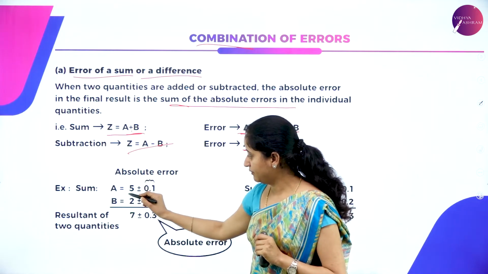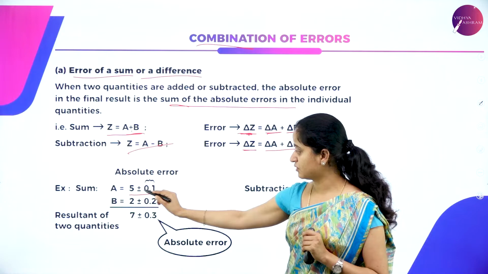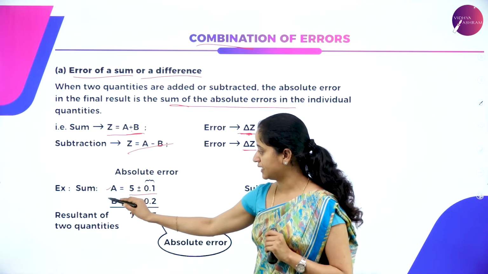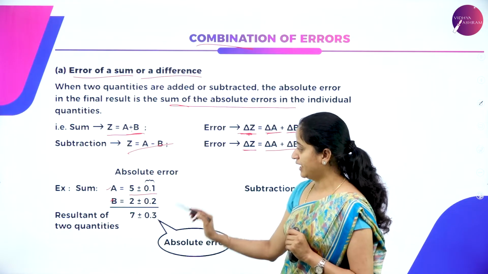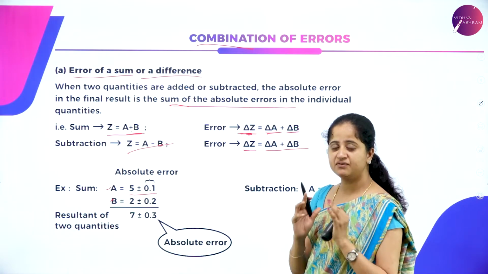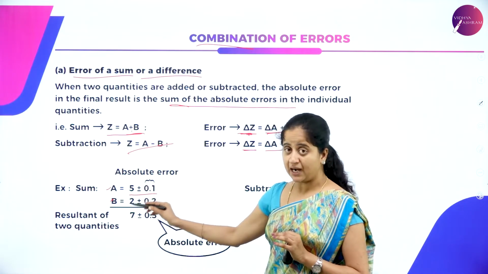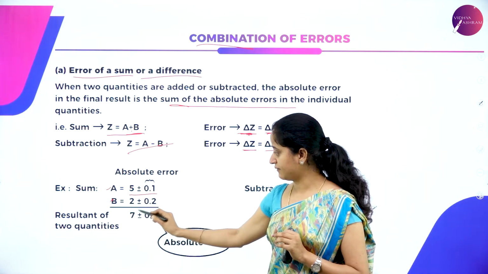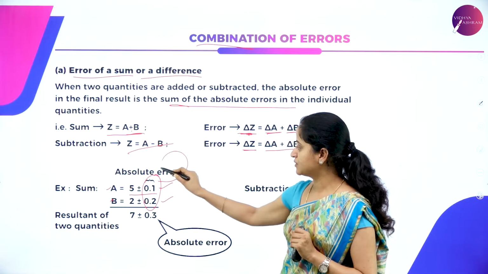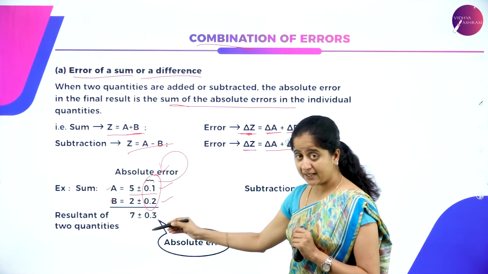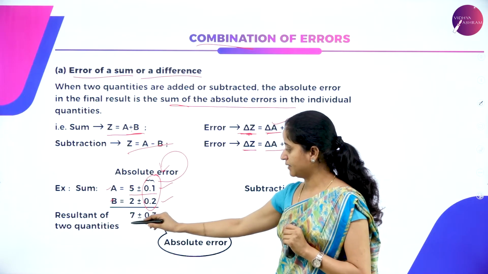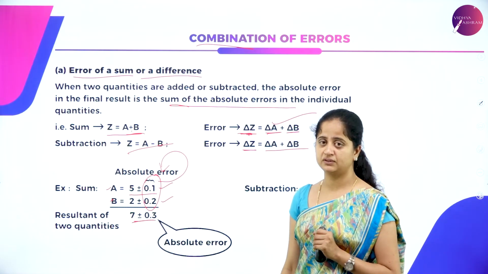For example, we have the A value, that is 5 plus or minus 0.1, and the B value 2 plus or minus 0.2. We have two quantities called A and B. Now we have to find the sum, the resultant of the two quantities. We are doing the sum, which means we need to add the things. So 5 plus 2 gives us 7. Here 0.1 and 0.2 are the absolute errors, which means we need to add these absolute errors since we are performing a sum. So the absolute errors get added up and we will get 7 plus or minus 0.3.